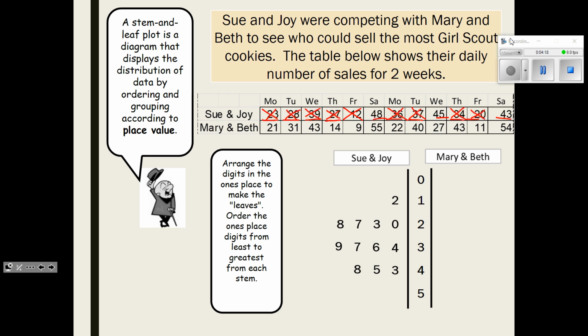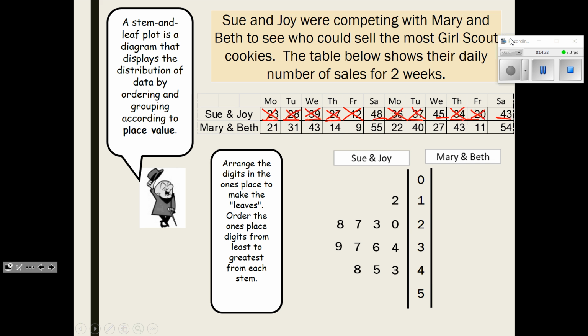So here's the way the numbers are displayed. If you were able to read it, you start here and you say 12, 20, 23, 27, 28, 34, 36, 37, 39, 43, 45, and 48. So the numbers are now listed in sequential order.